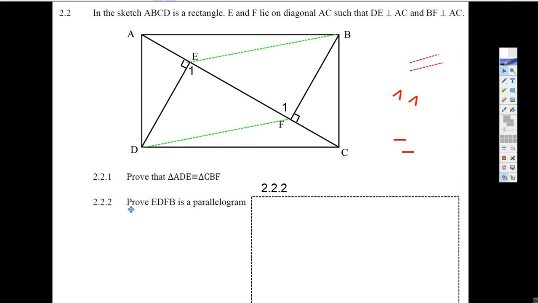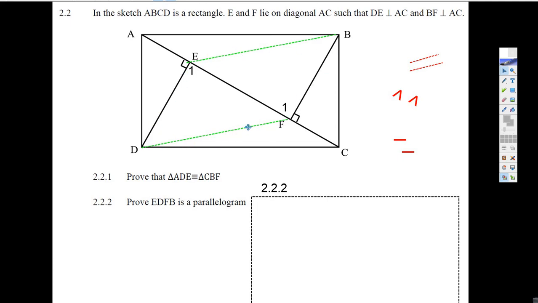Now, the question is, prove EDFB is a parallelogram. We have to prove this. We can't say it is. We have to prove that EDFB is a parallelogram. See how I've made green lines in here? You have to look at what you're trying to prove is a parallelogram.